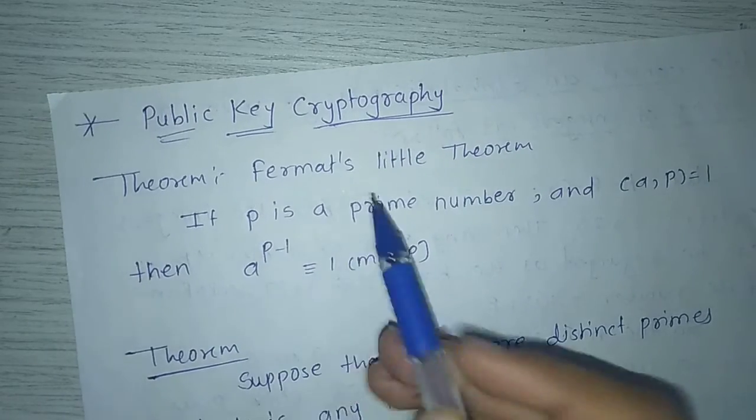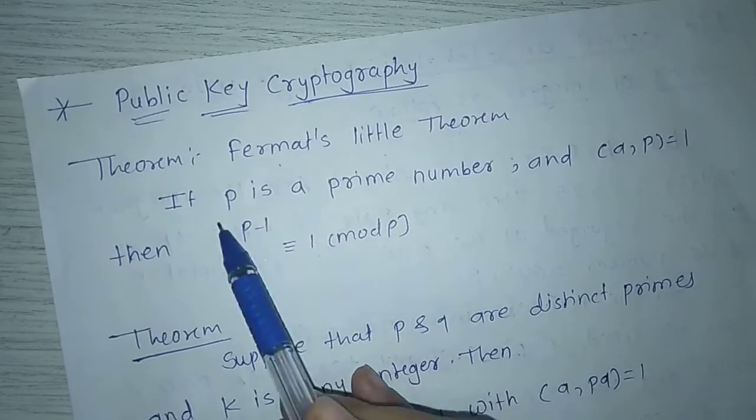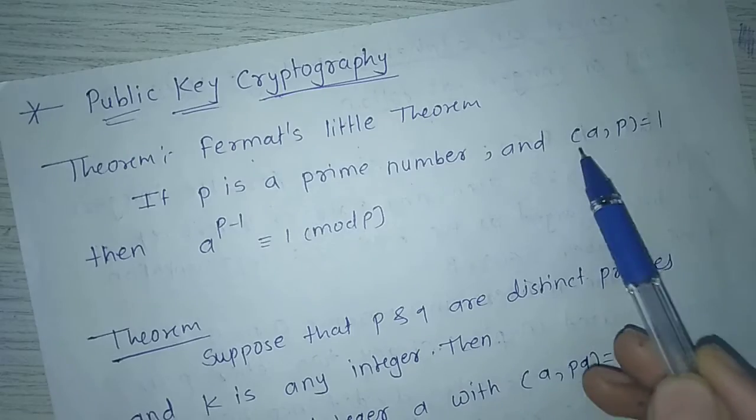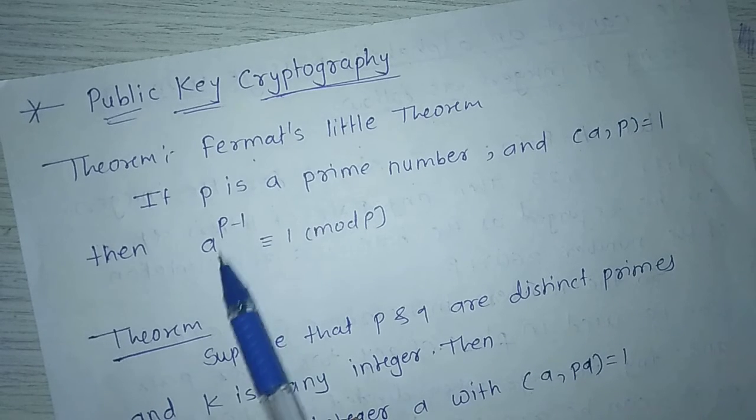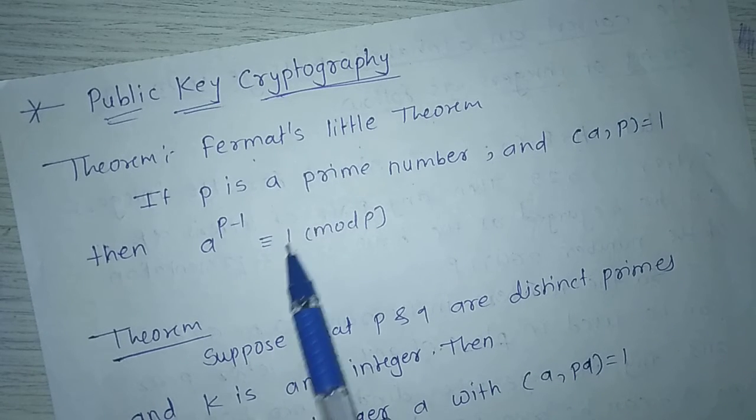First theorem, Fermat's little theorem. If p is a prime number and GCD of a, p equal to 1, then a raised to p minus 1 is congruent to 1 modulo p.